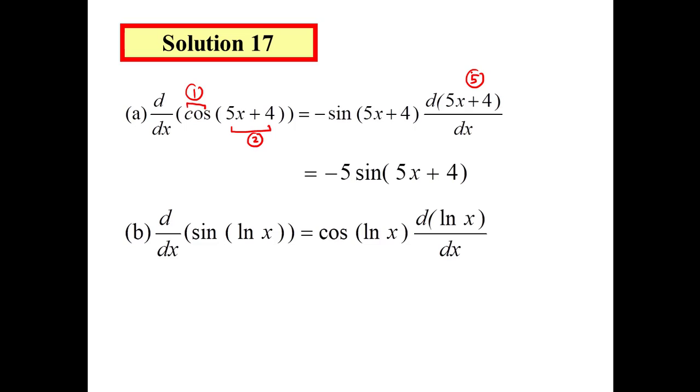The second one, the inner function is ln x, the outer function is sine. So differentiate sine, you get cos, and copy back the ln x, and you differentiate the ln x. As we know, differentiating ln x gives 1 over x. Okay, so we just rearrange it again, and you get the solution. Let us proceed to C.